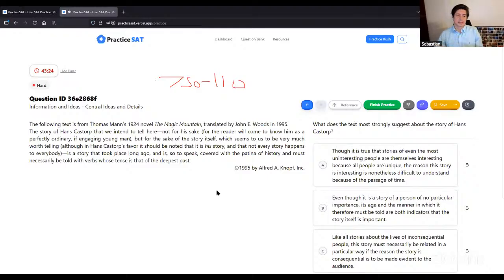The following text is from Thomas Mann's 1924 novel, The Magic Mountain, translated by Johnny Woods in 1995. I'm a big fan of this novel. I would recommend reading it for fun. Don't worry about the SAT. Just read it for fun in your life.